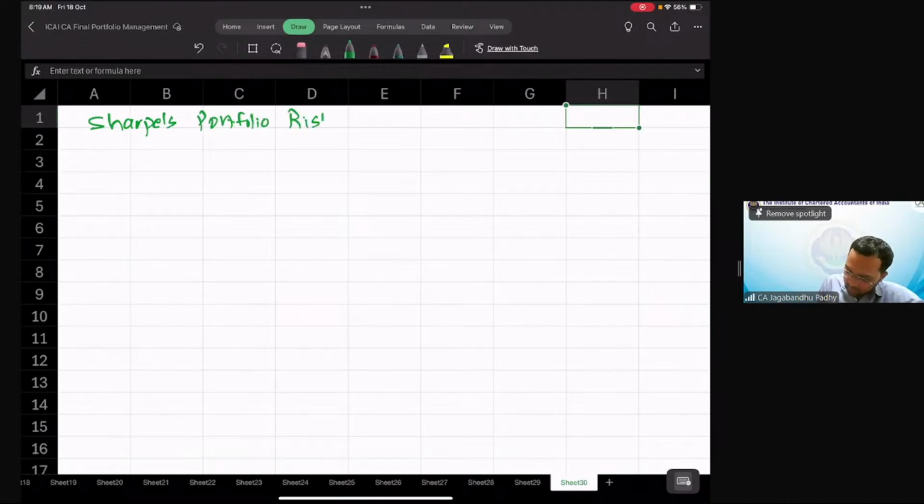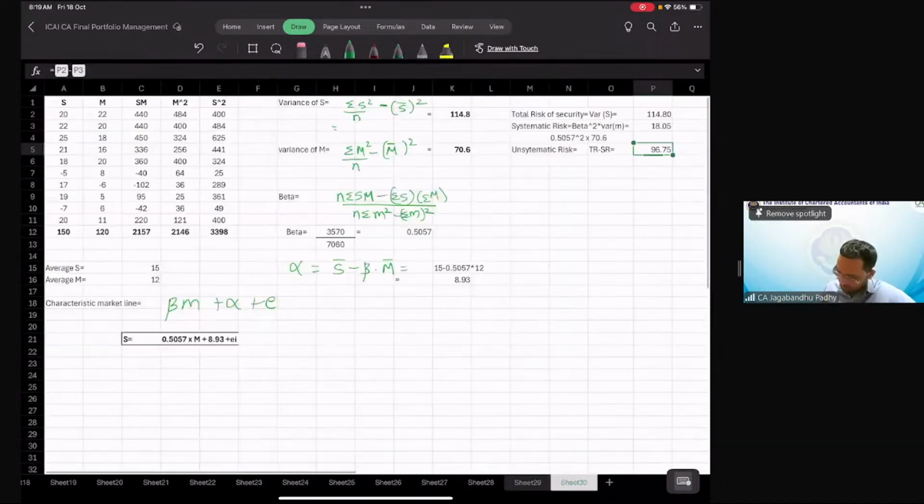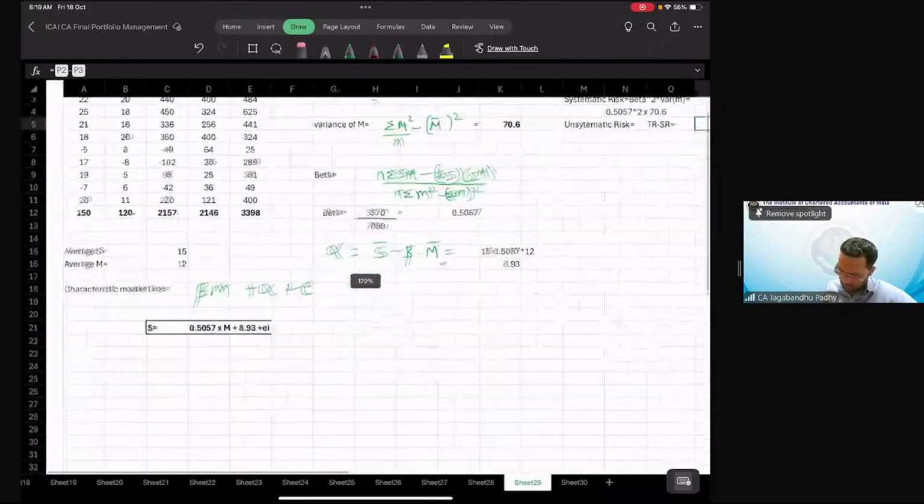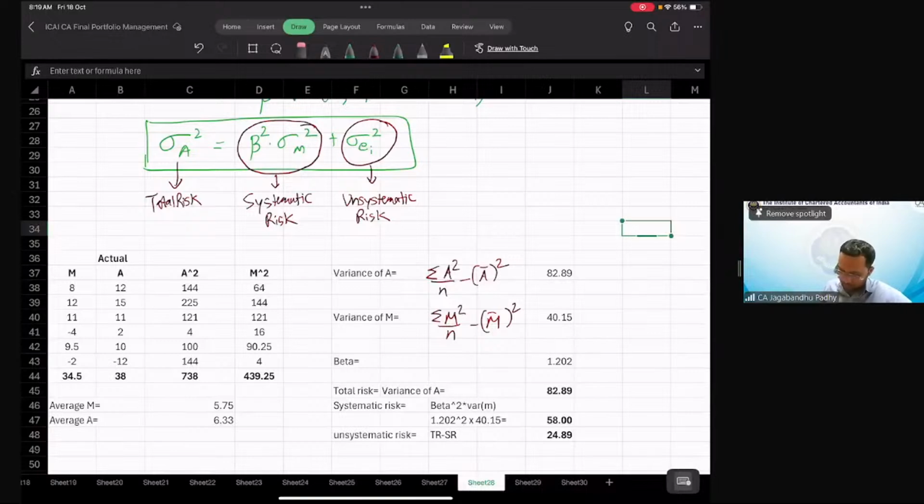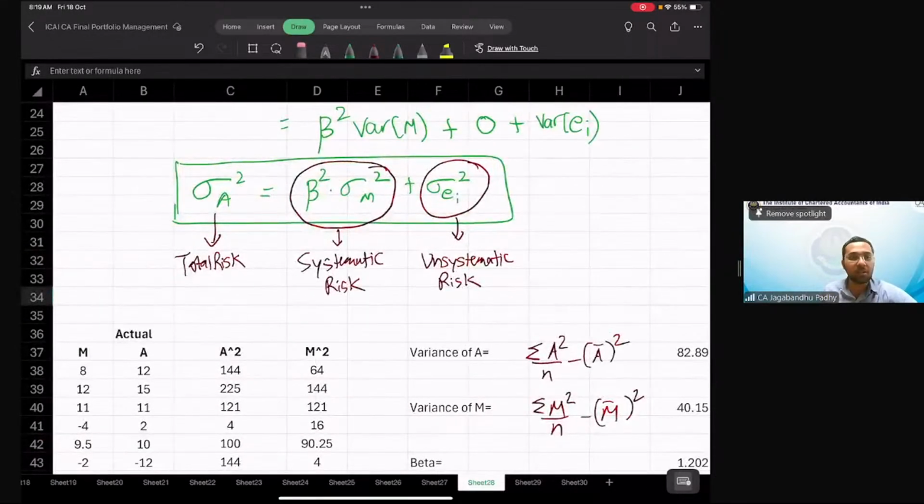Sharpe's portfolio risk, which is nothing but the variance of the portfolio. Can I say Sharpe said that the total risk will be equal to systematic plus unsystematic risk? Now, the same concept we can apply even for the portfolio risk. Sharpe stated that the total risk of A was equal to beta square into variance of market plus variance of error term.